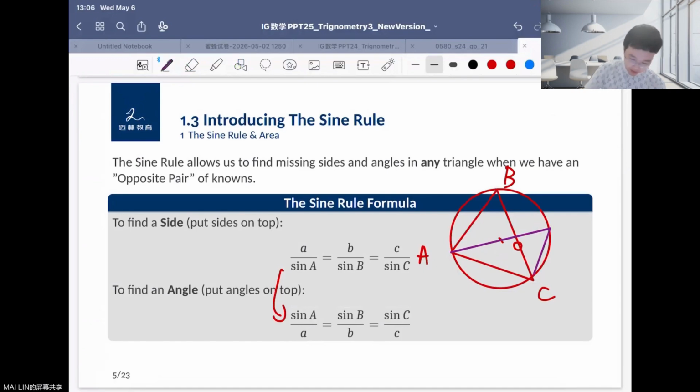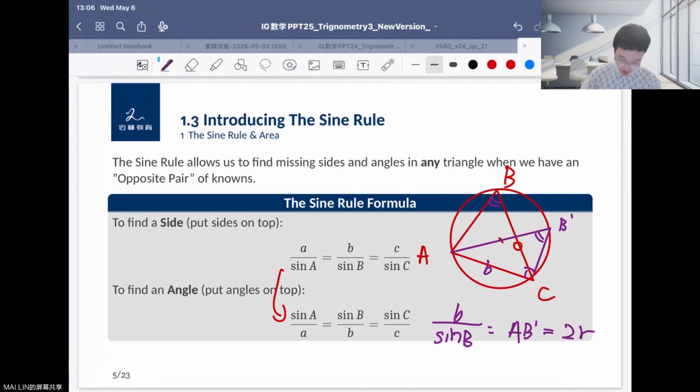As we already know in the circle, here is a right angle. And angle B can be represented by angle B right here. So maybe this is side b. So b over sine B equals the diameter AB, which is two radius, right?